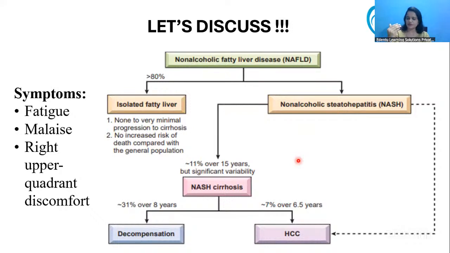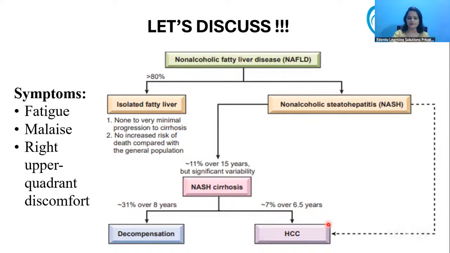The main symptoms are fatigue, malaise, and discomfort in the right upper quadrant region. Usually it will be considered an isolated fatty liver disease. But it can also progress to steatohepatitis, and in some patients over the years, if you don't take any treatment, it can progress to cirrhosis, which can decompensate. If it is left untreated, in a few patients, around 7%, it can progress to hepatocellular carcinoma.